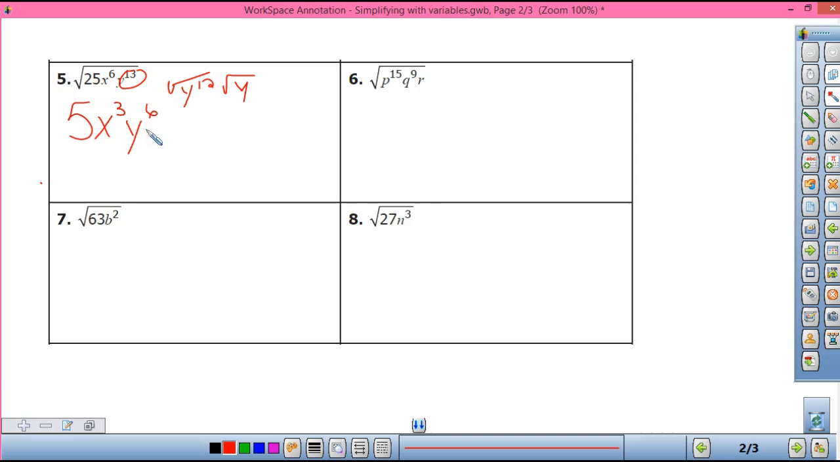Taking the square root of y to the 12th, the rule is we take it out of the square root and divide the exponent by 2. So I'm dividing the exponent by 2 and taking it out of the square root, but what I'm actually doing is taking the square root of y to the 12th. And then do I have anything left underneath? The square root of y. So this whole thing right here is my answer.